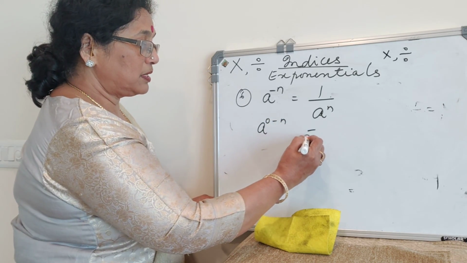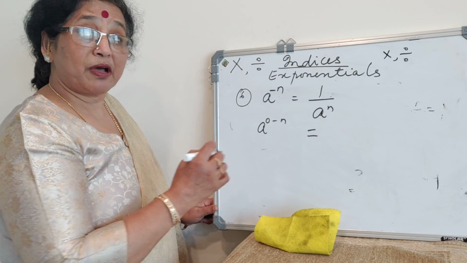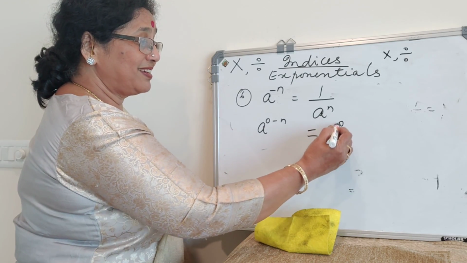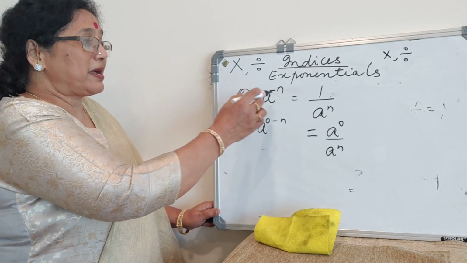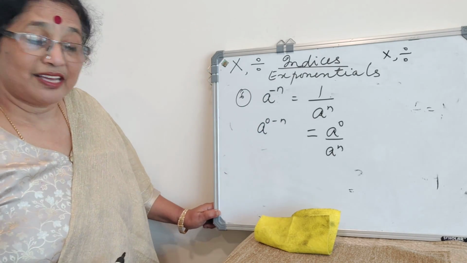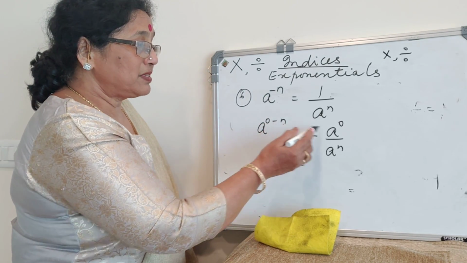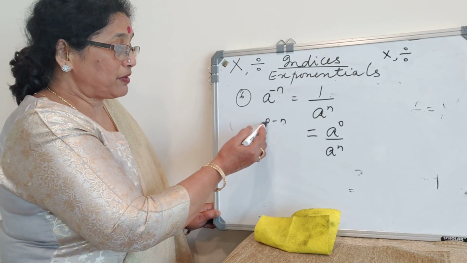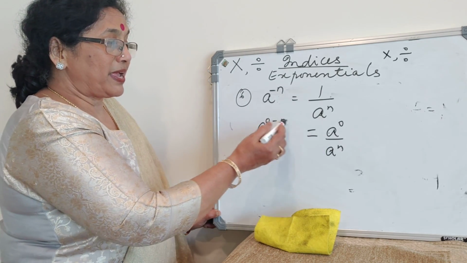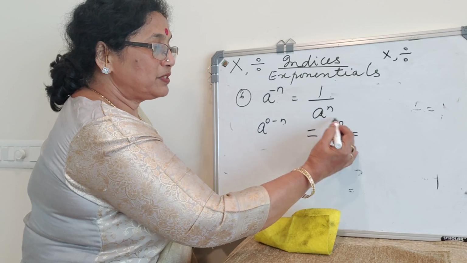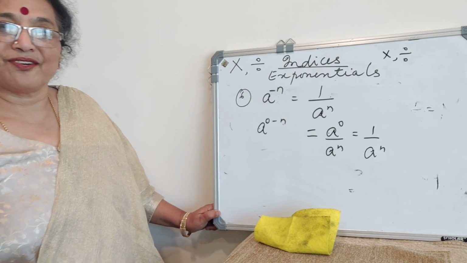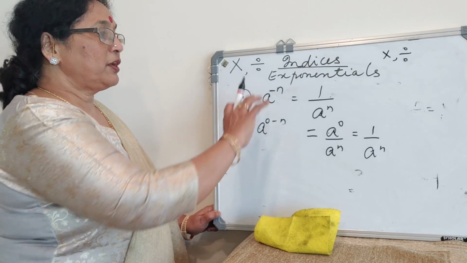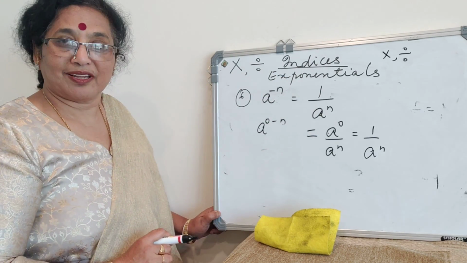And when do we do division? When do we subtract powers? In division, we subtract powers. Yes. So I can write minus n as 0 minus n. So when we subtract the powers in division, the first one we write in the numerator, a to the power 0, and a to the power 0 is 1. So it is 1 by a to the power of n. Okay. So for negative powers, you just have to make it reciprocal.